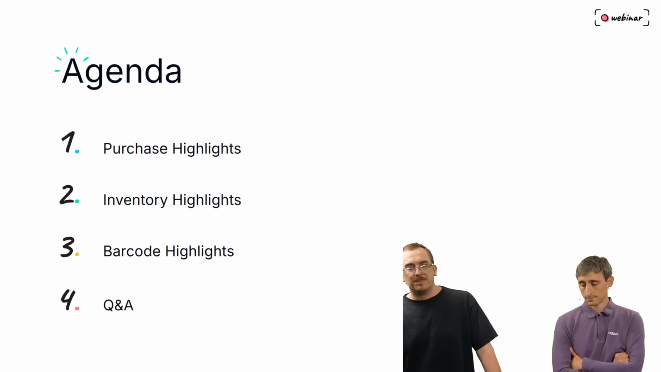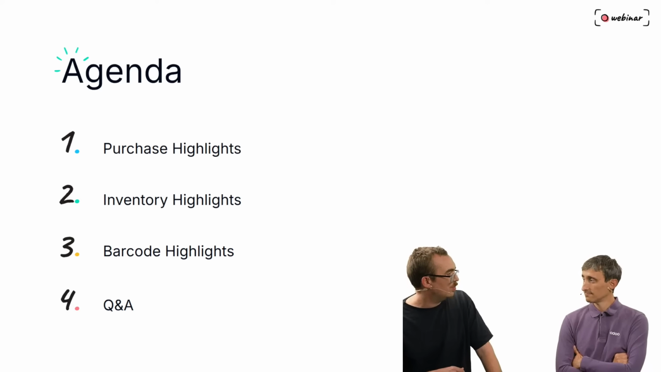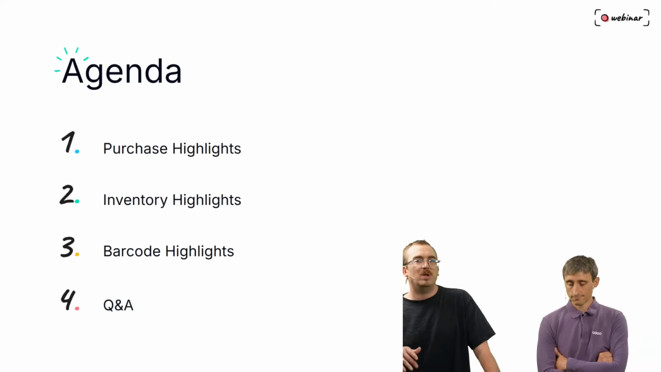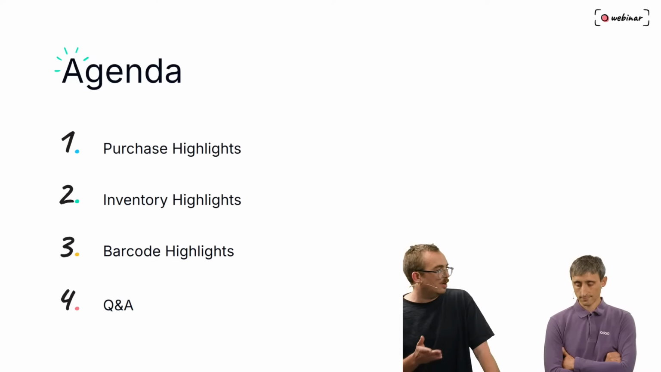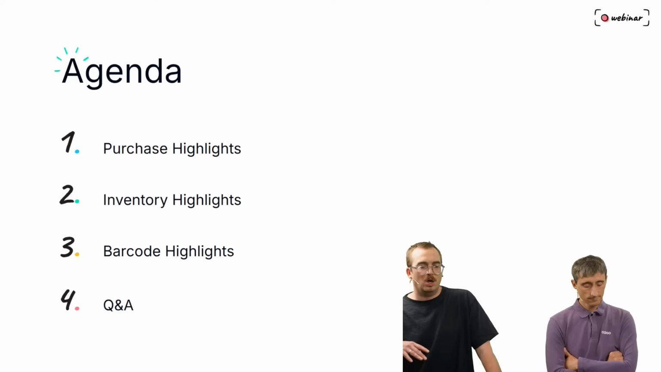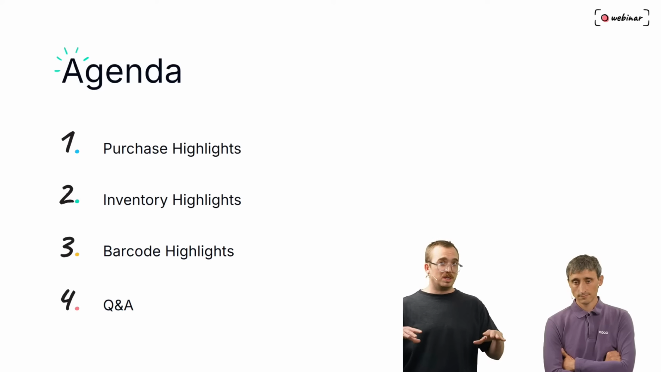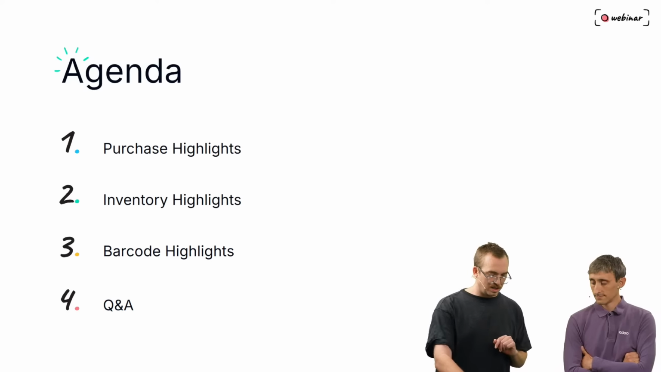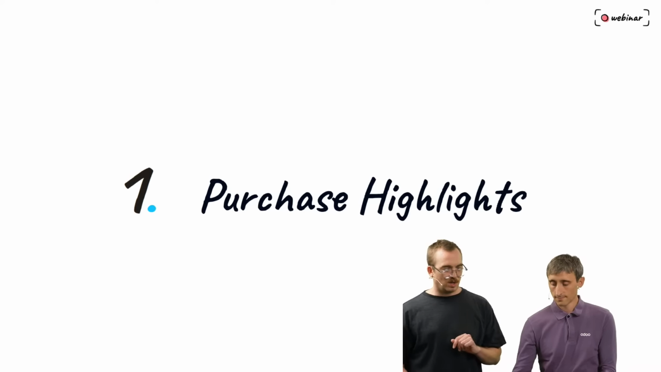We will work by apps. So first, Gilles will start with all the purchase highlights. Then I will go over the inventory highlights. Finally, the SendCloud and barcode highlights. And then we will go over the features that we are currently working on and a few Q&A at the end. Okay, so we can directly start with the purchase.